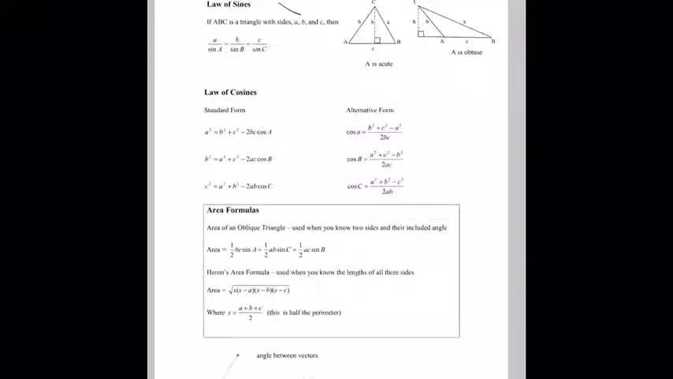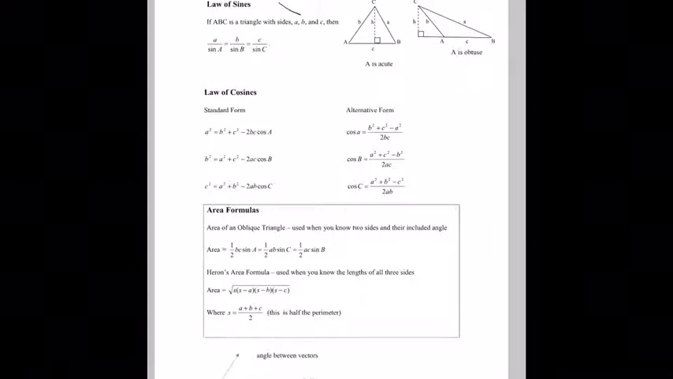If you notice on the reference sheet, there are some area formulas given, and these would have been also included in the homework for section 4.2. If you have all three sides, then you can use this area formula called Heron's area formula. If you know two sides and the angle in between them, then you can use one of these area formulas.